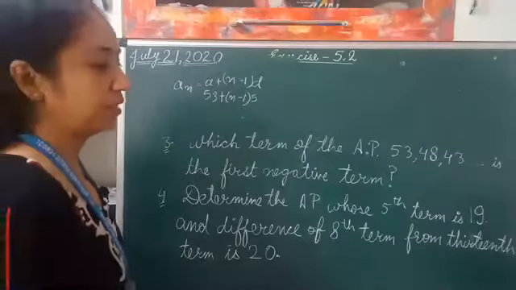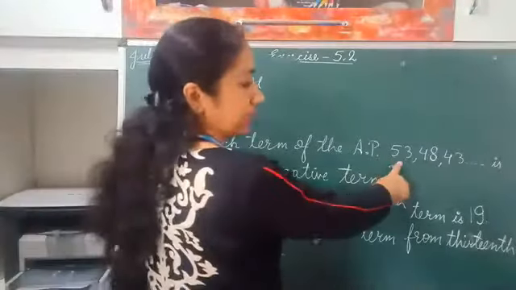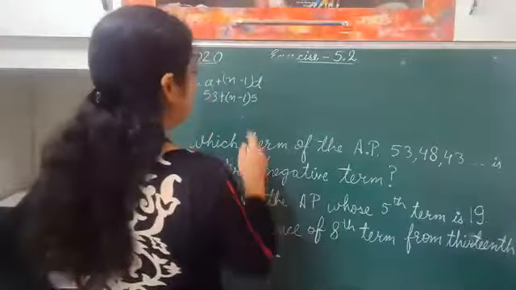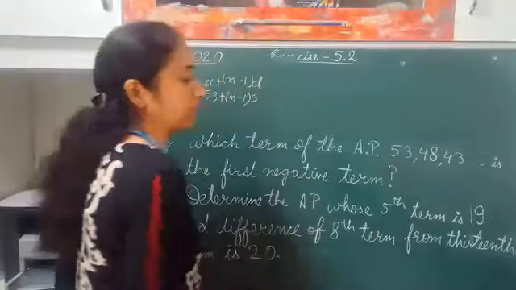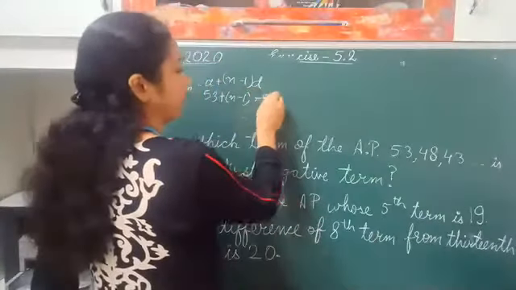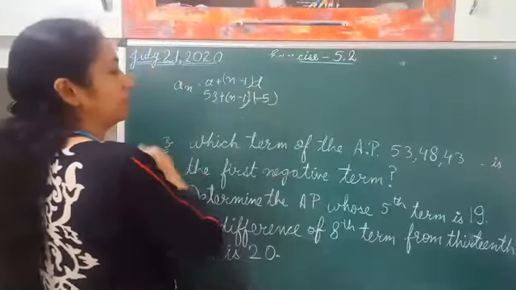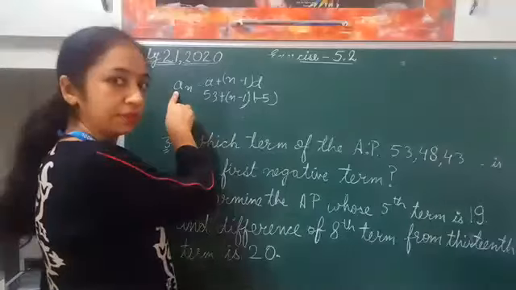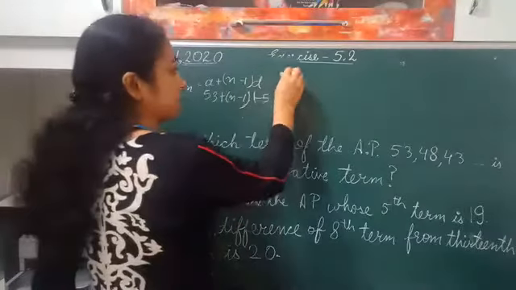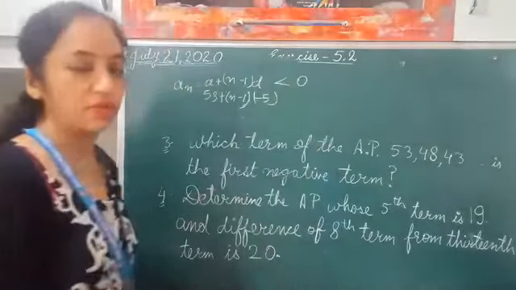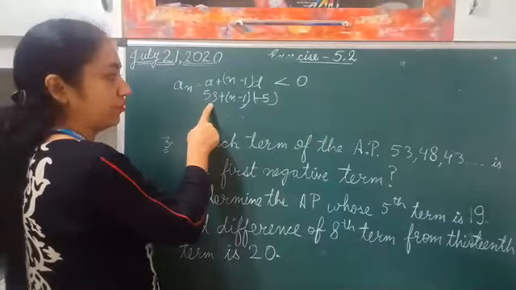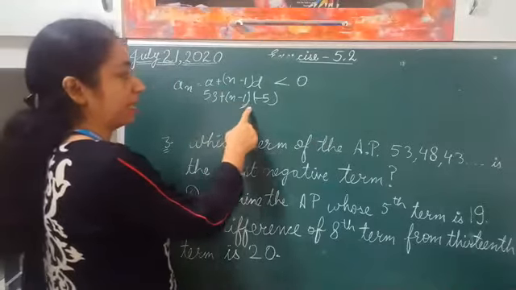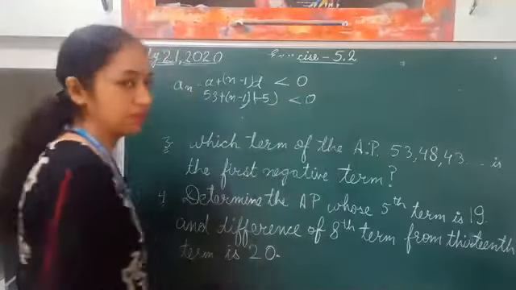Here you may see that your first term A is 53, right? And D is 48 minus 53, which is minus 5, right? And we are saying An is the nth term, which is less than 0, which is negative. So this is less than 0. Now we are putting the values: 53 is the value of A, plus n minus 1 into minus 5, is less than 0.